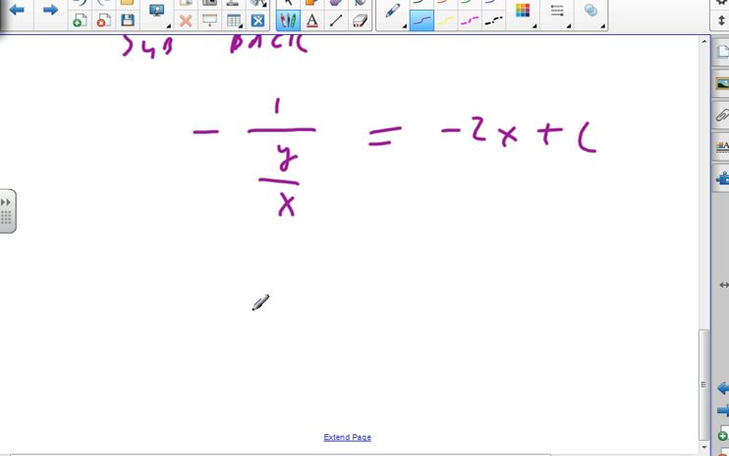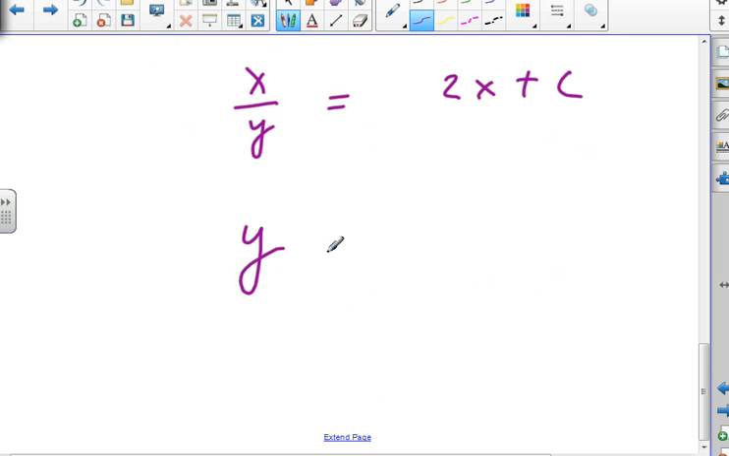Okay, I'm going to invert. x over y is equal to 2x plus c. y is equal to x over 2x plus c.